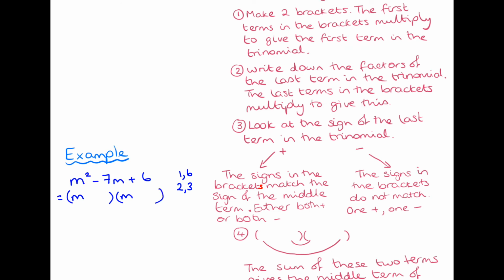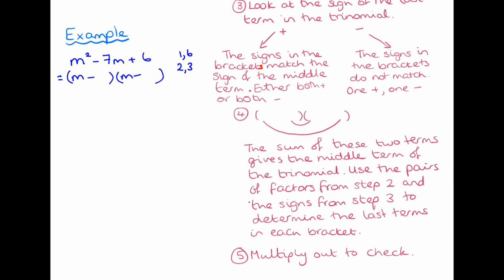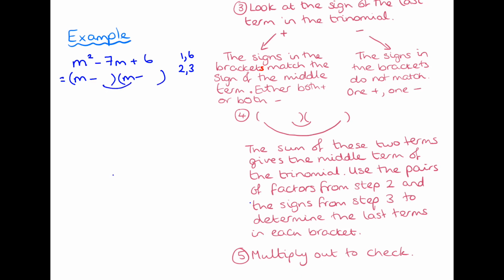Okay, so then we look at the sign of the last term. So the sign of the last term is plus, so we're going this way. The signs in the brackets match the sign of the middle term, so they're either both plus or both minus. So the middle term is a minus, so we get 2 minuses in the brackets. And then we just need to pick which pair it is that when we do this times this and this times this, that we get minus 7m.